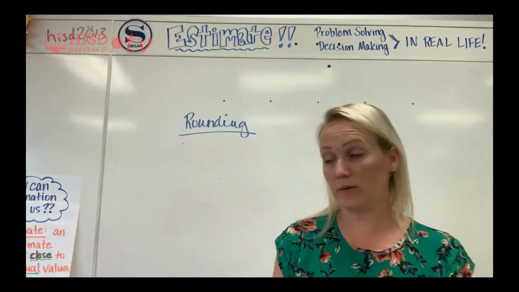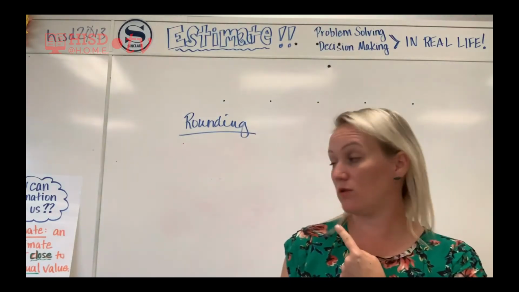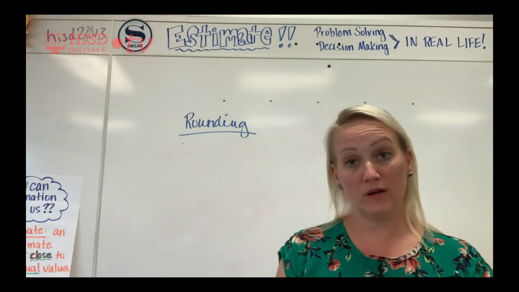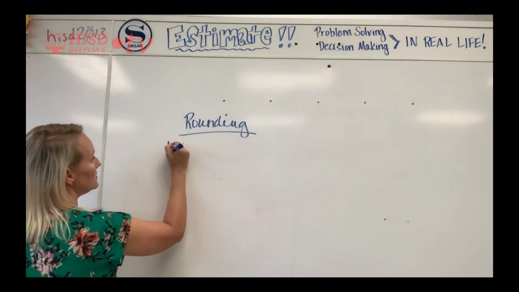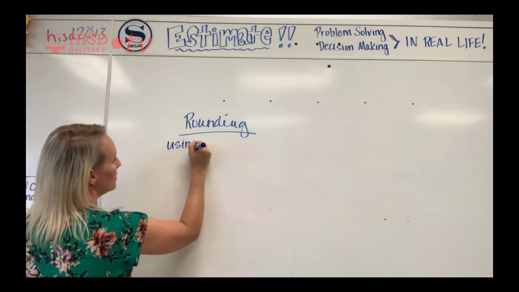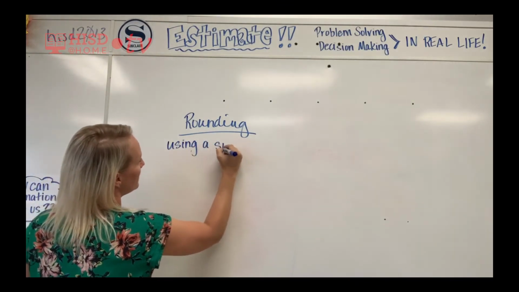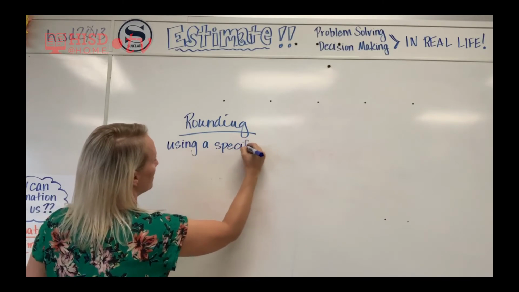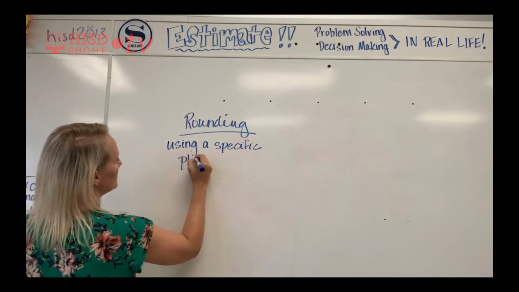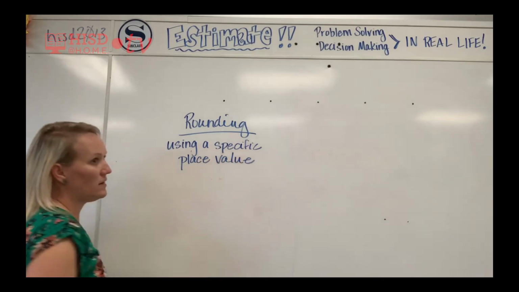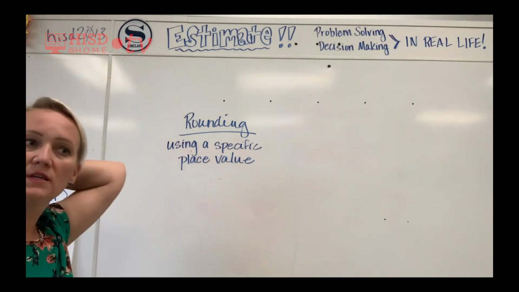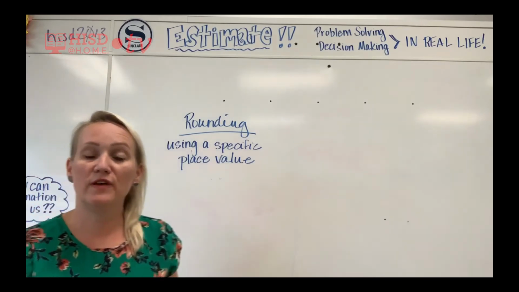Okay, so let me show you what I mean by that. And after I finish showing you the third one, we're going to go through some really great examples that help you learn this. Okay, so rounding is using a specific place value. Okay, so rounding is, as we've been rounding all this time, you're going to a specific place value.